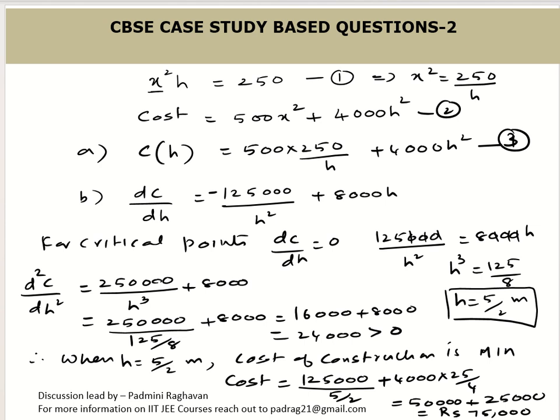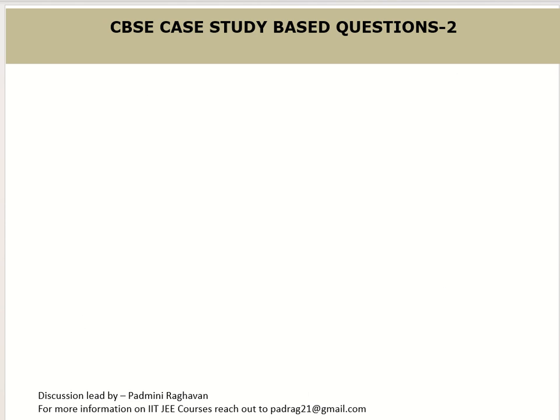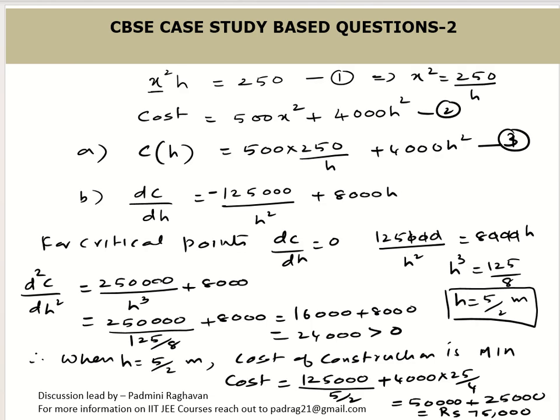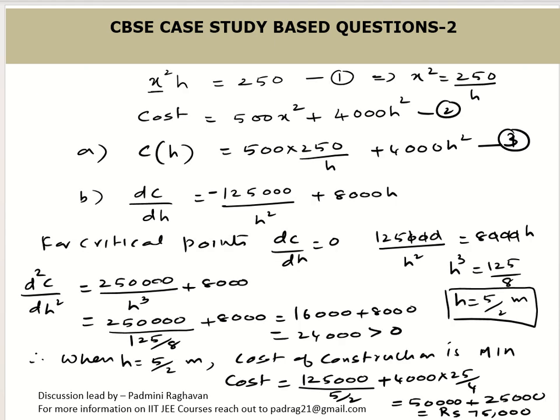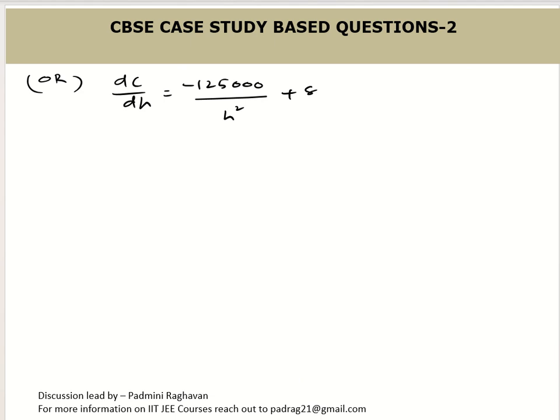You either solve this question or you solve the alternative question. The alternative question is dc by dh. We have already got dc by dh. Instead of using the word critical point, they are saying by using the first derivative test, get the value of h. So dc by dh is going to be minus 125,000 divided by h square plus 8,000 h. This is the first derivative, equate it to 0. You will get h cube is equal to 125 by 8, h is equal to 5 by 2 meters.